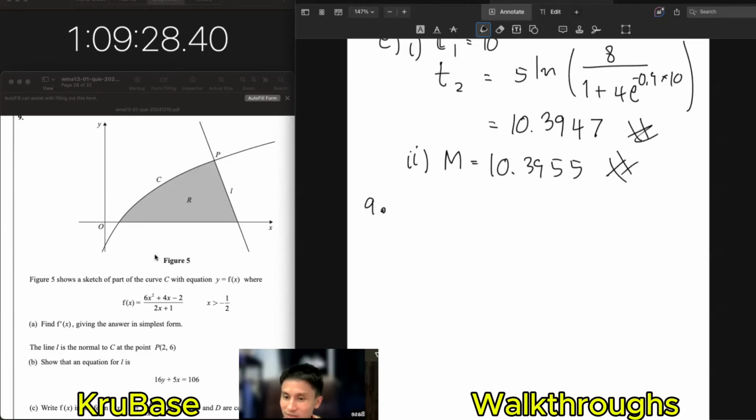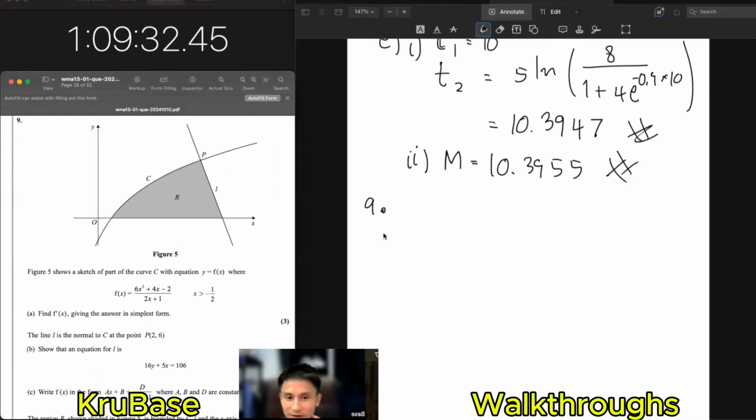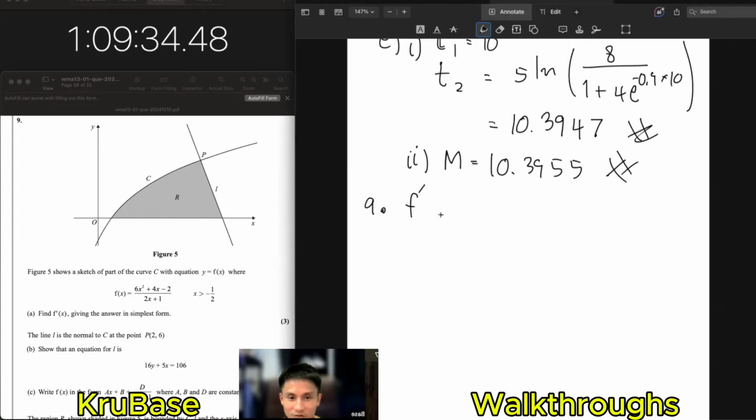So figure 5 shows a sketch of the part of the curve C with equation, and you need to find f dash x again. They would like you to do a lot of calculus, right? Okay, differentiate that. It occurs that I should do a quotient rule. Should I? Yeah, probably. Okay, so let's do a quotient rule.